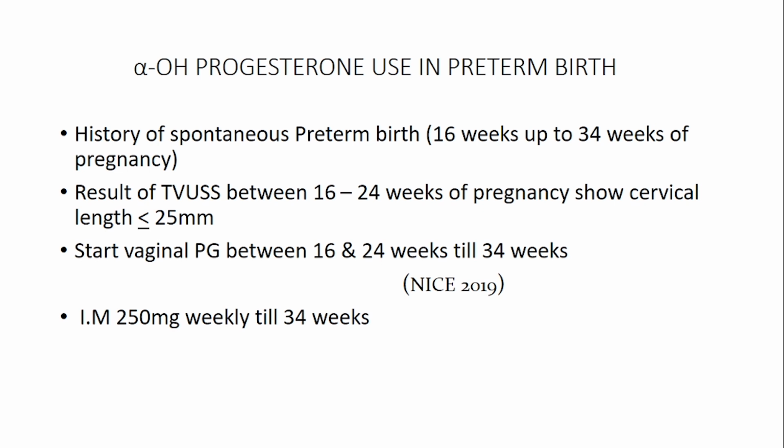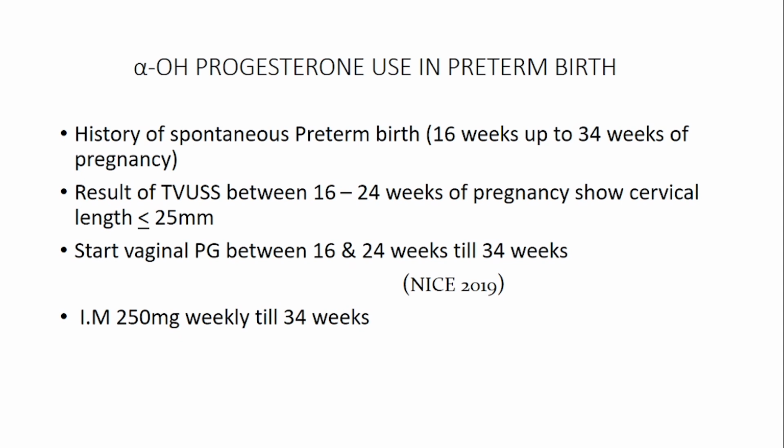Now, what is the role of alpha hydroxyprogesterone use in preterm birth? A patient with history of spontaneous preterm birth in a previous pregnancy, and this preterm birth between 16 weeks up to 34 weeks of pregnancy, or a patient with result of transvaginal ultrasound between 16 weeks and 24 weeks of pregnancy which shows cervical length less than or equal to 25 millimeters, requires alpha hydroxyprogesterone use to prevent or minimize the risk of preterm or premature labor. This is as recommended by the NICE guideline in 2019.